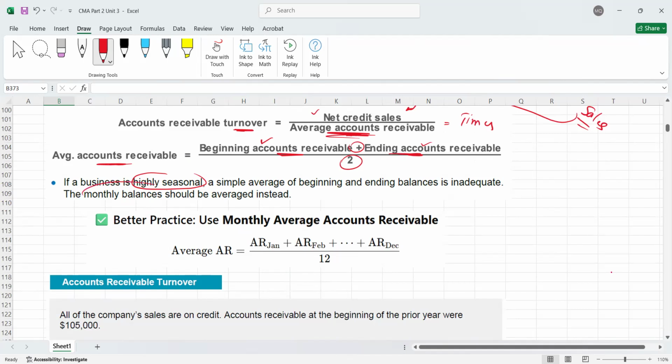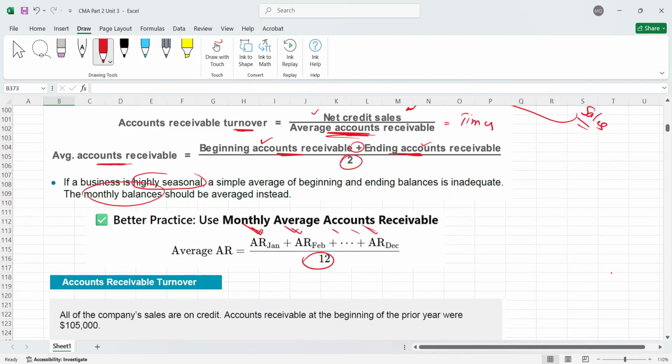So what do we mean by monthly balances? This is how you can calculate. For example, in your exam, they may tell you that your business is seasonal and give you account receivables at the end of January, February, March, April, May, June, July, August, September, October, November, December. So all 12 figures are given, one at the end of each month. Then you add all receivables, January plus February, March, and so on up until December, and divide by 12, not by 2, because here you are getting the average of 12 figures.